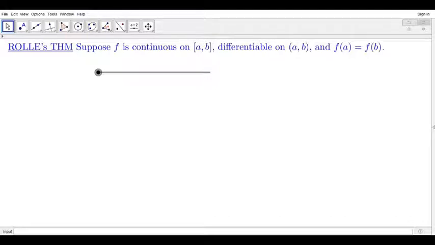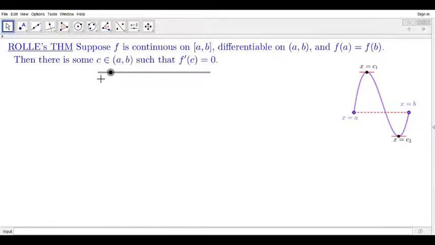To arrive at the mean value theorem, we first need Rolle's theorem, named after a French mathematician who is dead. So it goes this way. Suppose f is continuous on a closed interval [a, b], differentiable on an open interval (a, b), and f of a is equal to f of b. The last condition means that the points on the graph corresponding to a and b are at the same level because their y-coordinates are equal, and because those y-coordinates are the function values f of a and f of b.